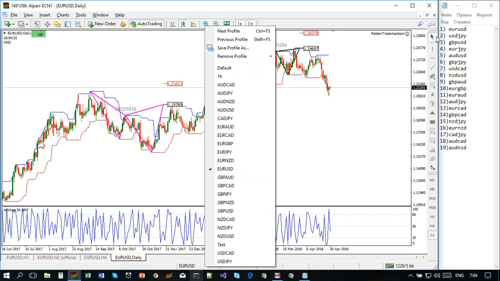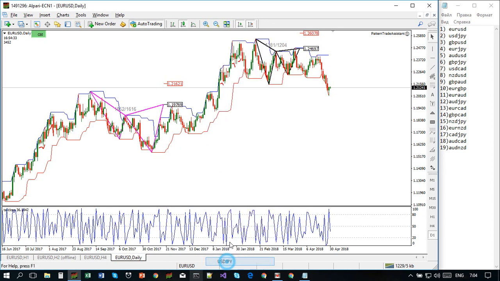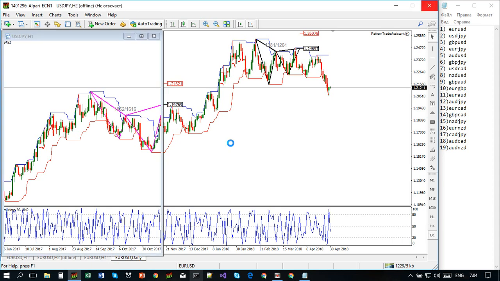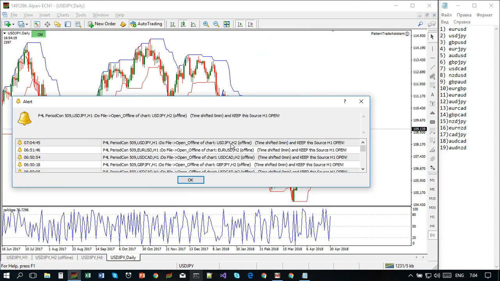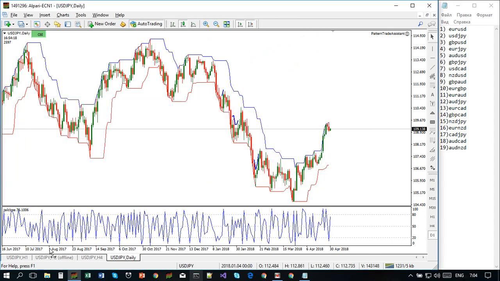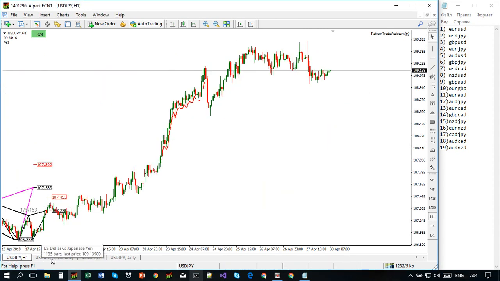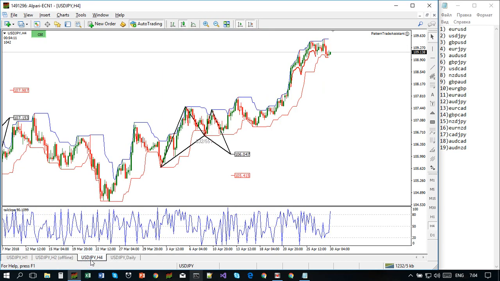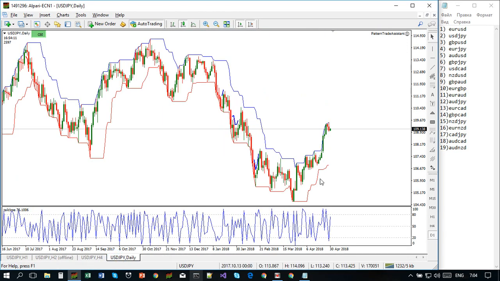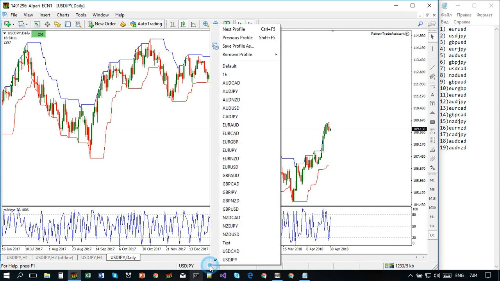Okay, euro dollar. The next pair is dollar yen. Simply wait until it loads and then check the pairs. Check the time frames: 1 hour, 2 hour, 4 hour, and daily. Nothing is there. Pound dollar, GBP USD.